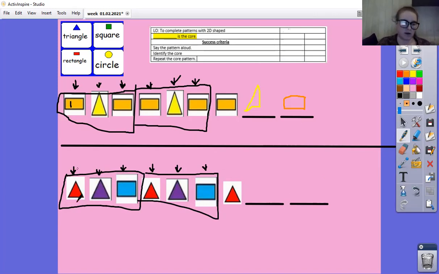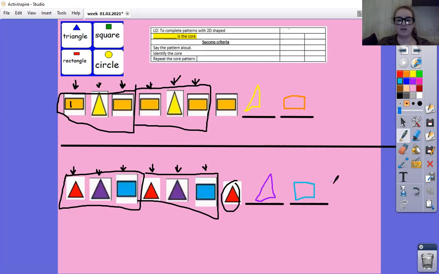So the first part of my core is a red triangle. I've already got that here. So red triangle. After red triangle, what comes next? It is purple triangle. After purple triangle, what comes next? It is blue square. Blue square after purple triangle.